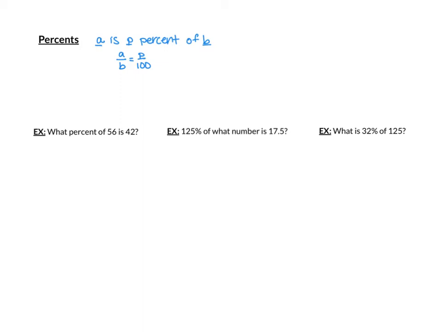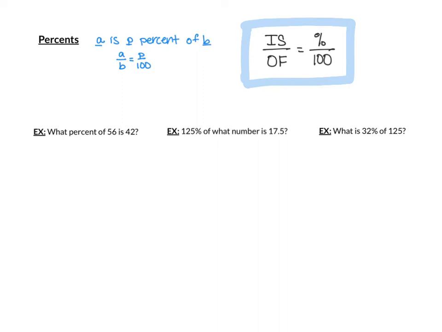Now, I find that a little bit convoluted, so I like to use this proportion instead. Same proportion, it just has some slightly more descriptive words. I like to use the proportion is over of equals percent over 100. The reason I like this is because it allows me to solve any type of percent problem. And so here's what that looks like.